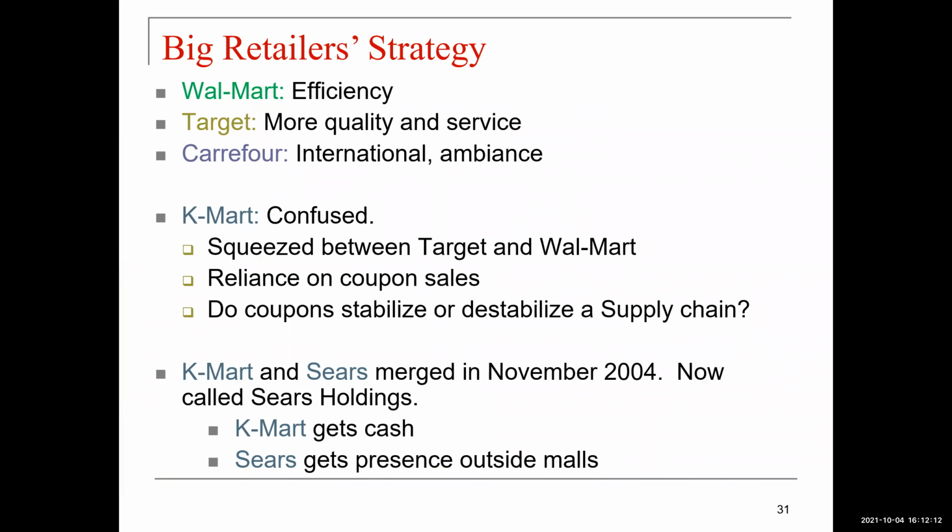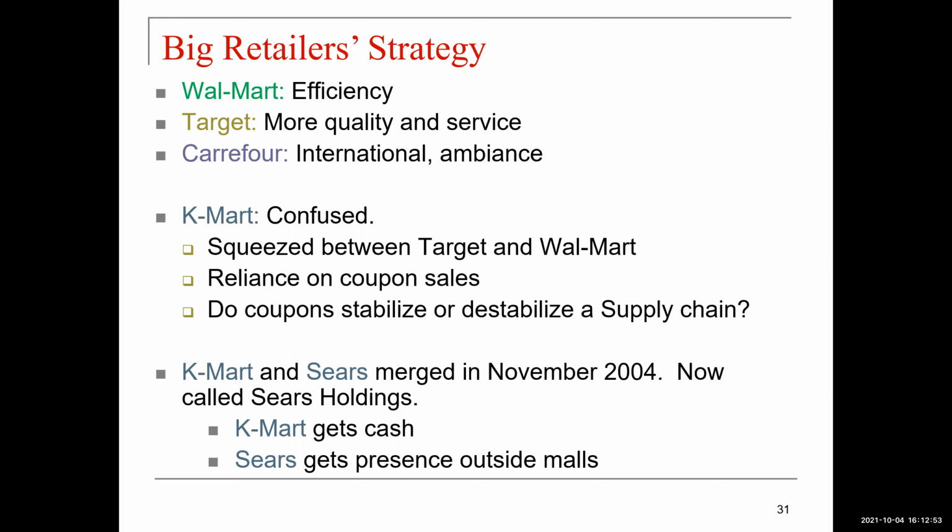What is the big retailer strategy? Walmart: efficiency. We want to have large amounts of products. We're buying in bulk, so everything is cheaper, and I can sell those products to customers at a low cost. So I buy 10,000 lights, I get those very cheap, and then I sell those to the customers at a very low price. That's the strategy. That's the efficiency. Target will be more quality and provide a better service. Carrefour will be international ambience.